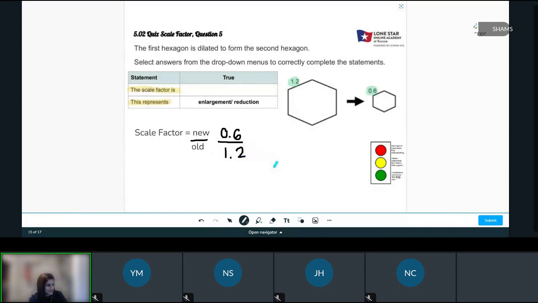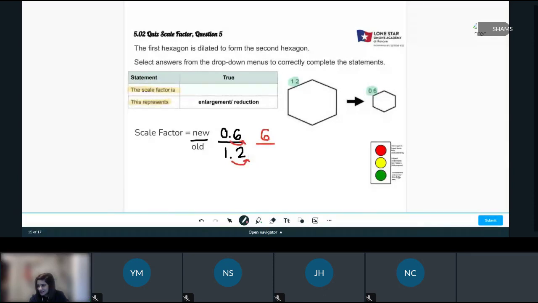Very good, Joycelyn. Leah, very good. Remember, we can make the calculations easy in this one. Nina, new to old. New is 0.6 and then old is 1.2. Easy way to handle this one is to get rid of decimals by multiplying by 10. 0.6 times 10 is 6. And then 1.2 times 10 is 12.